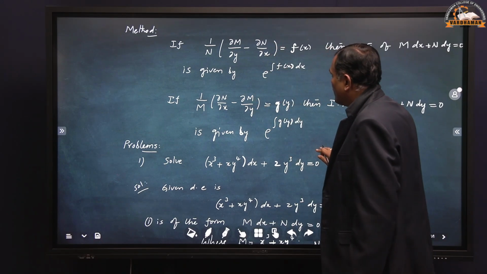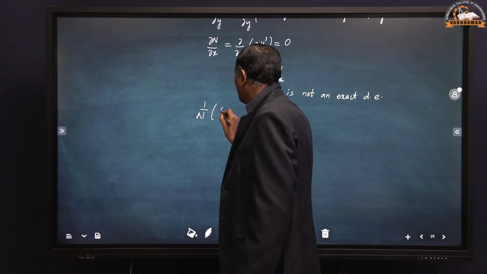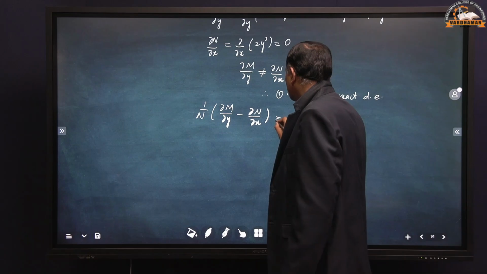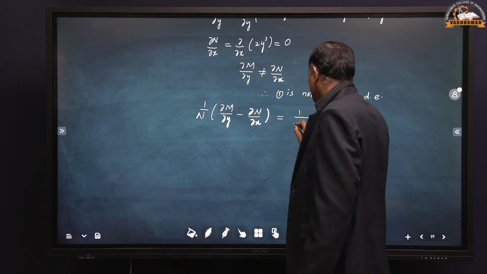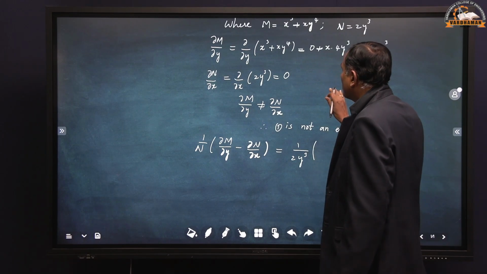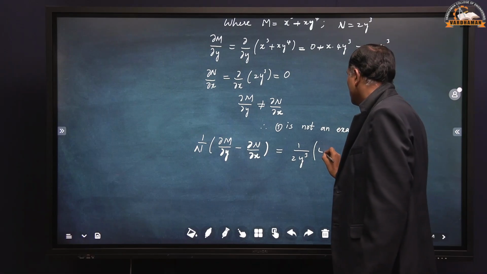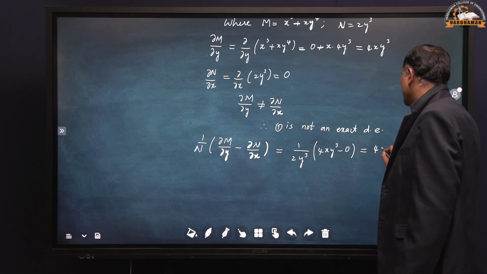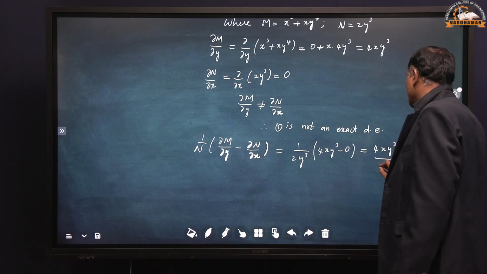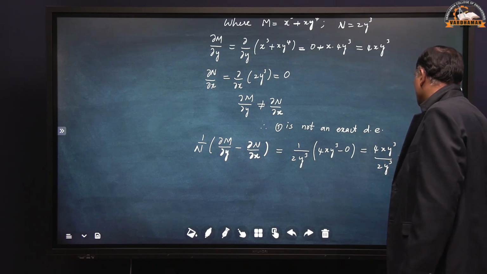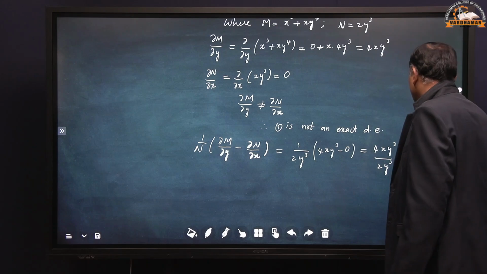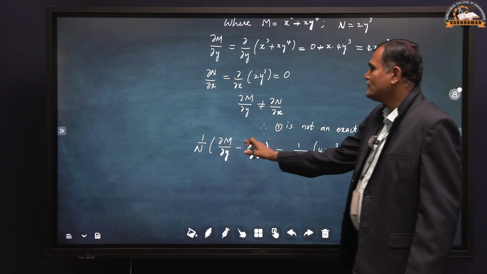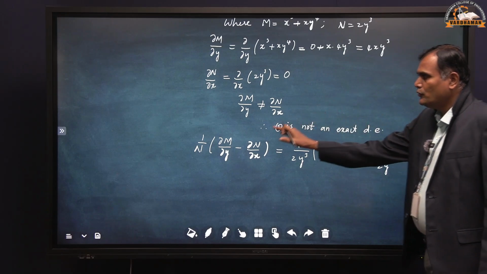Let us check the first one: 1 by n times dou m by dou y minus dou n by dou x. So 1 by n, here n is 2y cube, dou m by dou y is 4xy cube, minus dou n by dou x is 0. So you will get 4xy cube divided by 2y cube. Clearly you will get 2x. Now clearly there is no y at all, it is a function of x. Now we are getting this as a function of x, then we go with this method.